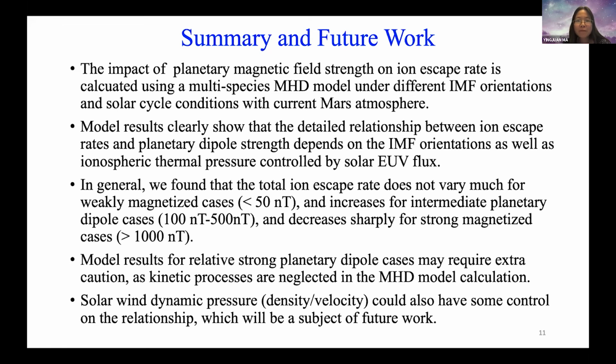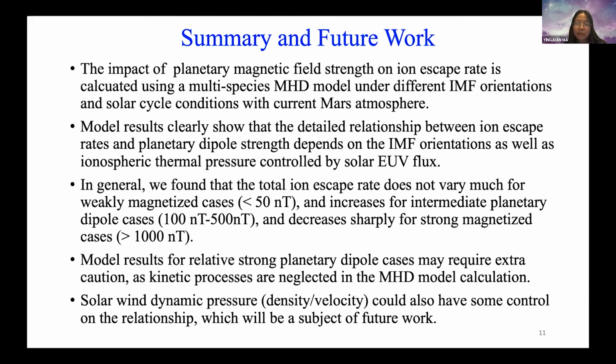So the background neutral density for solar maximum and solar minimum are used based on previous model results. Basically, for solar maximum condition, the neutral density is relatively high, while for solar minimum condition it is relatively small. Another difference is that for solar maximum condition, we have a higher EUV flux, so the photoionization rate is also slightly higher. As a result, for solar maximum condition, we have a larger ionospheric thermal pressure as compared with the solar minimum condition.